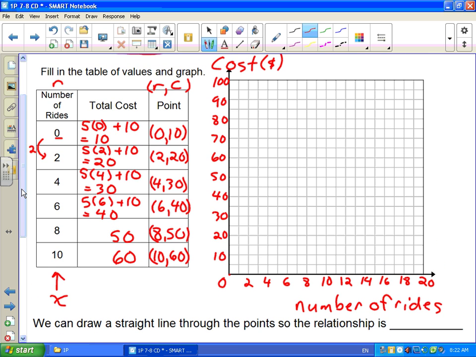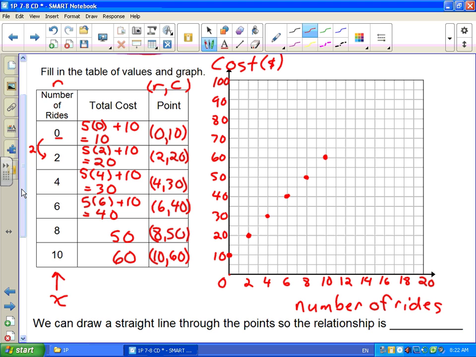Our first point here is (0, 10), so (0, 10) is going to be right here. (2, 20) is going to be right here. (4, 30) is going to be right here. And (6, 40) is up here. (8, 50) right here. And (10, 60), let's see, go over 10, up 60. Okay.